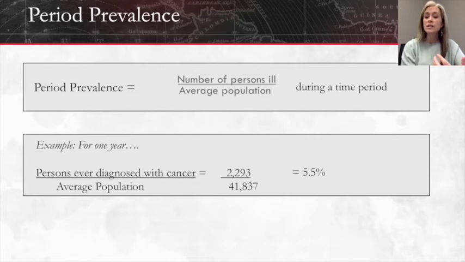The definition is very similar, except period prevalence is just during a specific time period. So number of persons ill over an average population. Now sometimes this average population is just taken at the midpoint so that you can have an estimate of population numbers that change, so you just take the average from the beginning to the end. There's different ways that this is done, but really this is, again, just looking at the number of existing cases during a time period rather than just simple cross-section period of time.